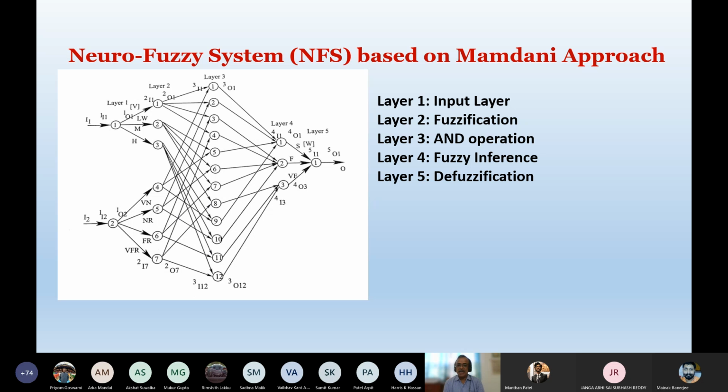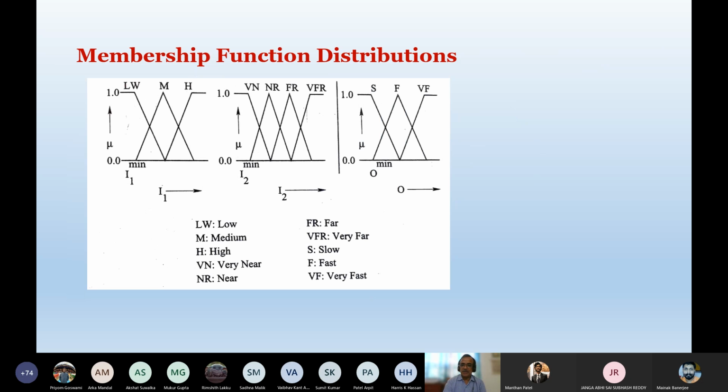That means we have to consider some membership function distribution. In fact, I consider the triangular membership function distribution for simplicity. We can also consider some other nonlinear membership function distribution. This is the membership function distribution for the first input: low, medium and high. The membership function distribution for the second input: very near, near, far and very far. And the membership function distribution for the output: slow, fast and very fast.